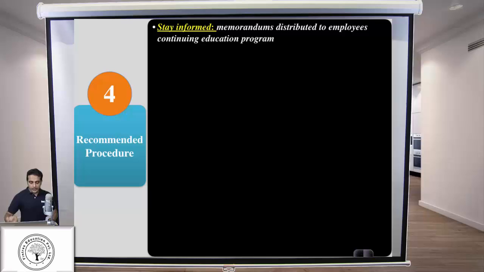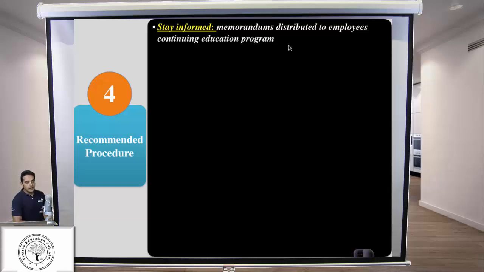The last part now, recommended procedure. Number 1, stay informed. One of the ways of keeping informed is a memorandum distributed to employees for a continuous education program. An example: after 2008 there was a big crisis, and there were phenomenal changes in the legal structure for derivatives.